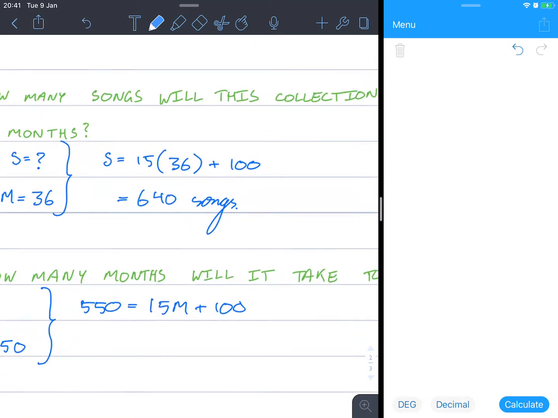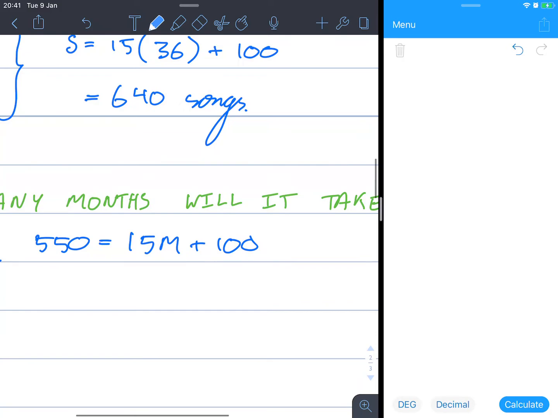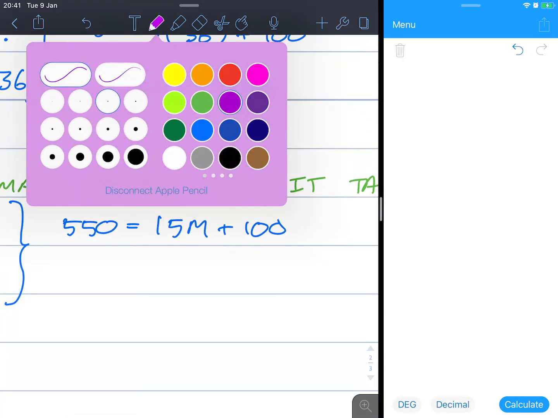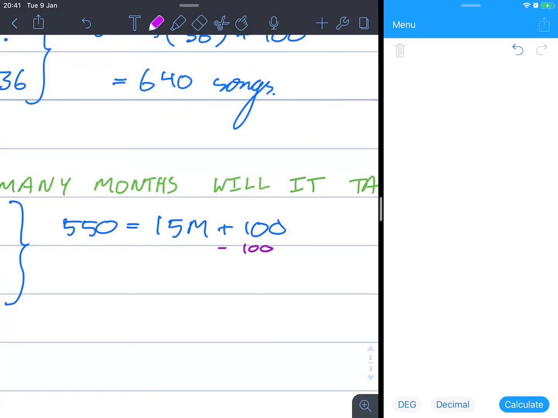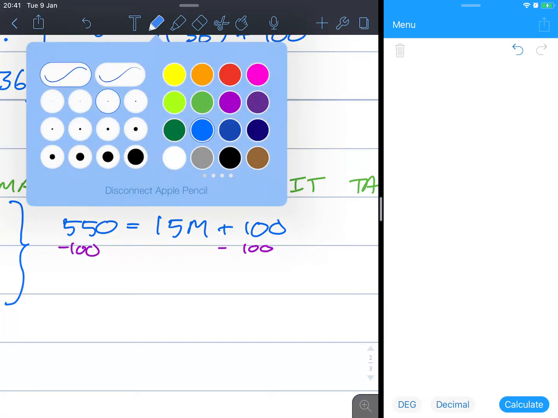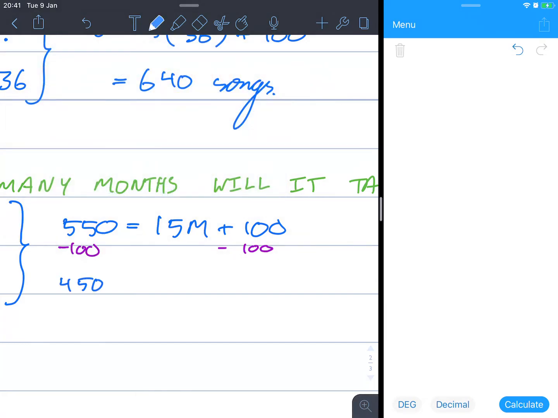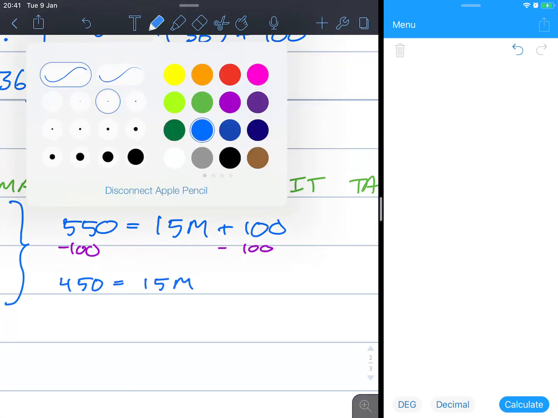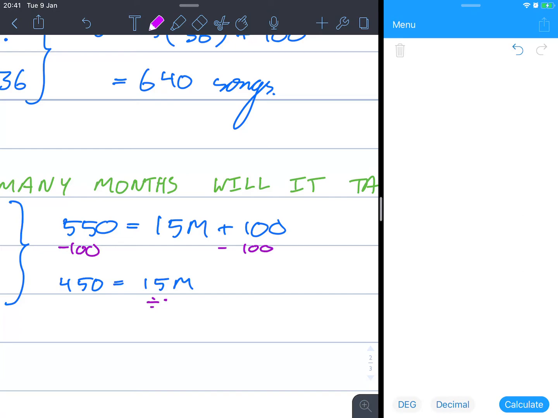Now, if you take a look, this is just an equation that we need to solve. So let's subtract 100 on both sides. This will give us 450 equals 15m. Dividing both sides by 15.